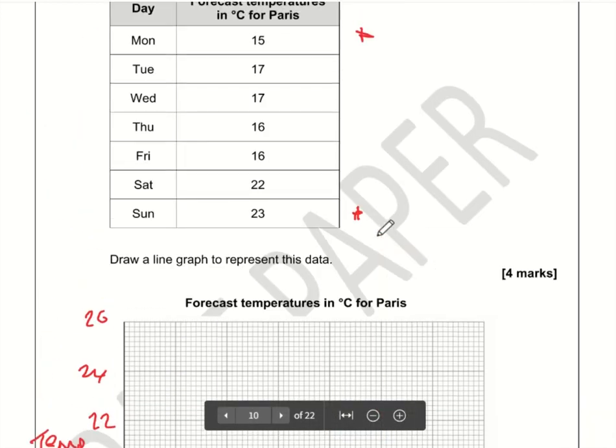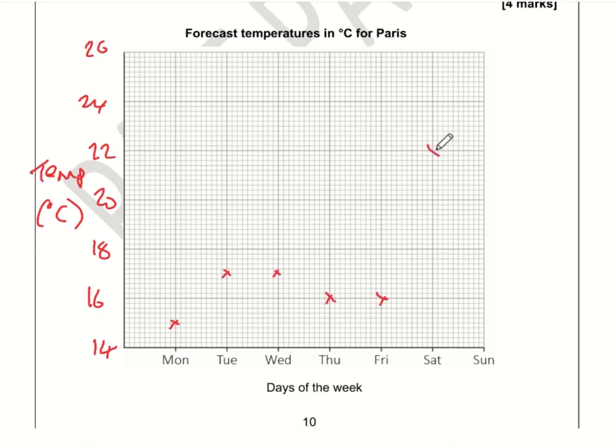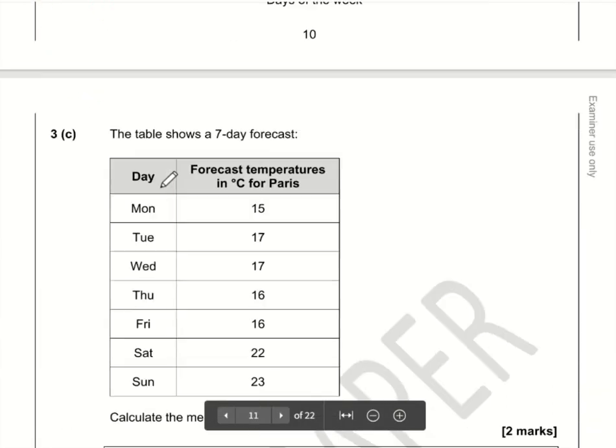And then we've got 22, 23. So Saturday 22, Sunday 23. There we go. Now, just to complete the line graph, we just need to, using a pencil and a ruler, connect all these dots, or all these X's in this case. I can't stress enough the importance of using a ruler, although I've just about got away with it, but there we go. So that line graph is now complete.